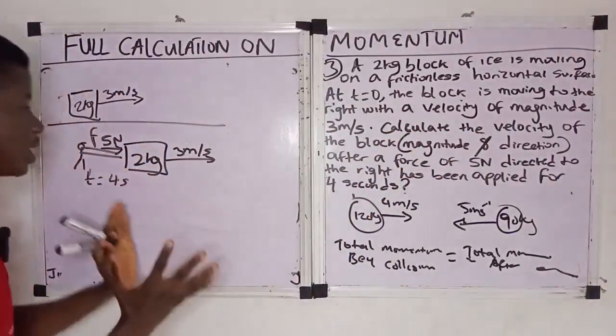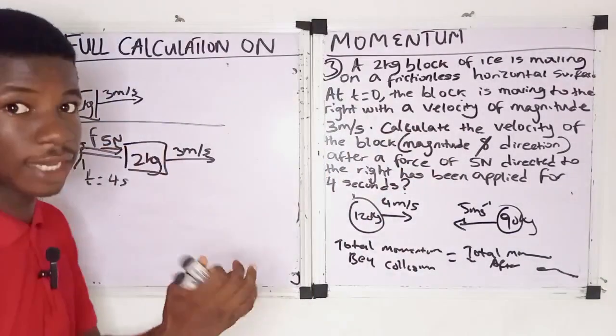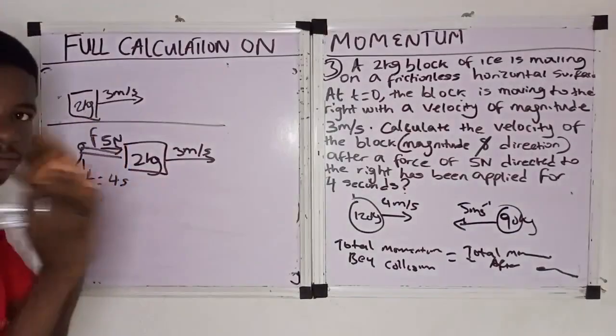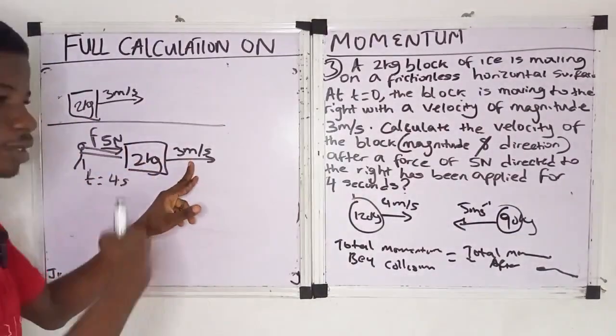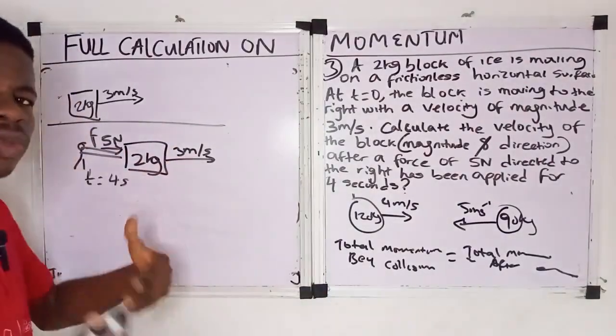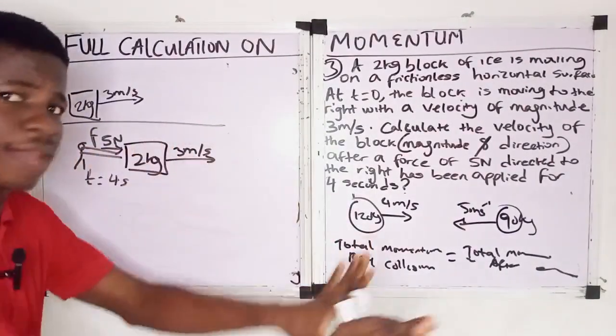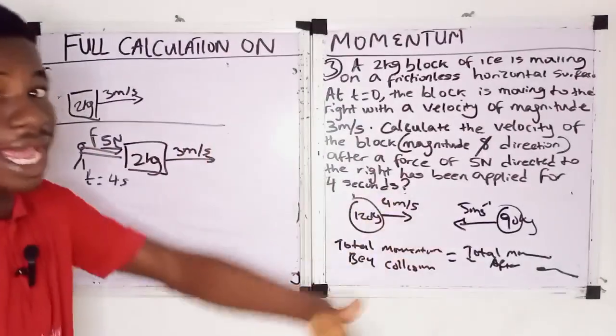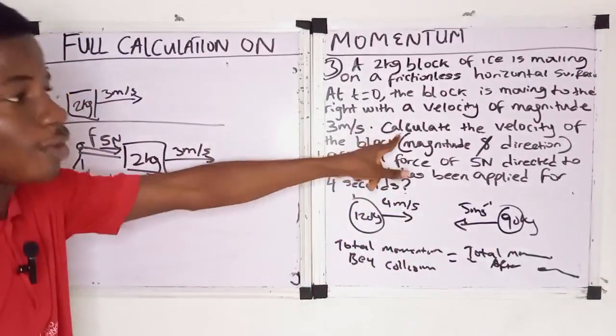Initially, when we have not applied force, the block was moving towards the right with a velocity of 3 meters per second. Now, what will happen if you apply force? The block will start moving at a higher velocity, right? So that is the velocity we are looking for.